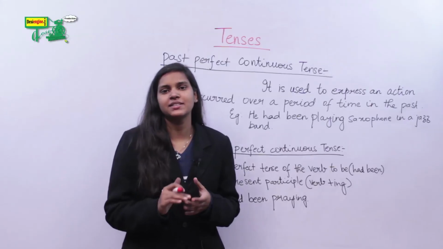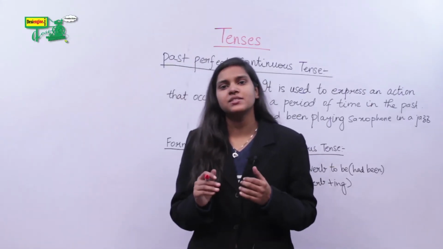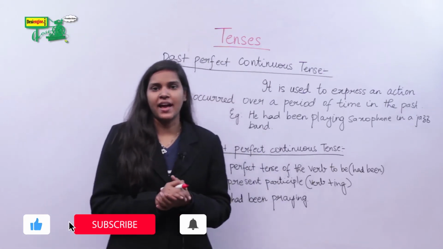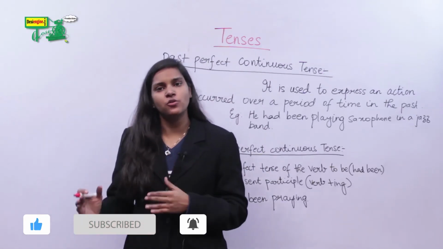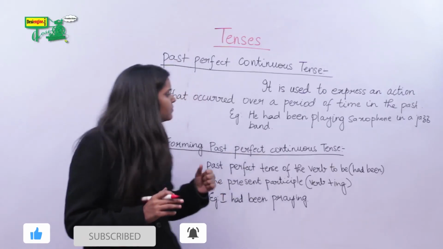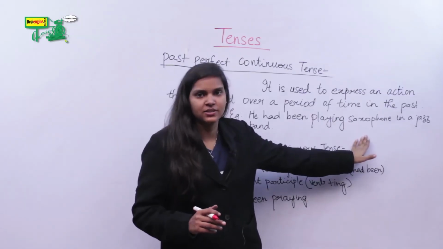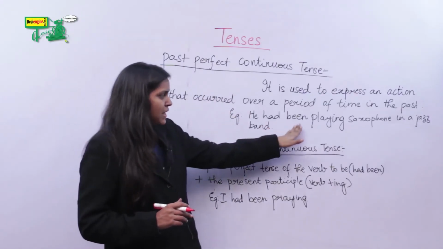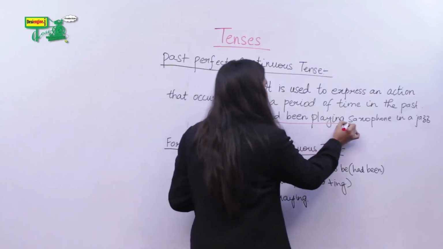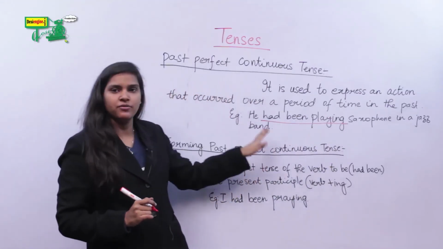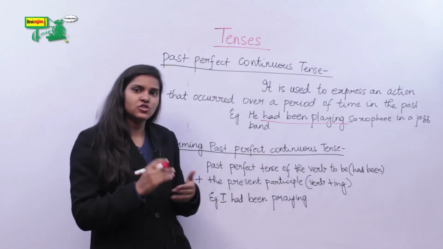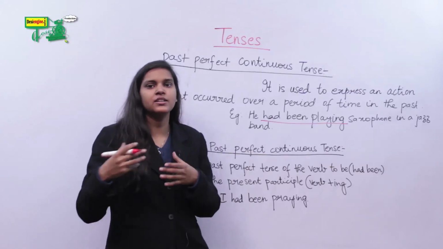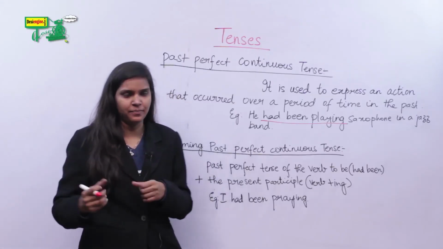Let's talk about the next kind of past tense, which is past perfect continuous tense. It is used to express an action that occurred over a period of time in the past. For example, he had been playing saxophone in a jazz band. He had been playing is our past perfect continuous tense, and this shows that the process of playing saxophone occurred in the past over a period of time.